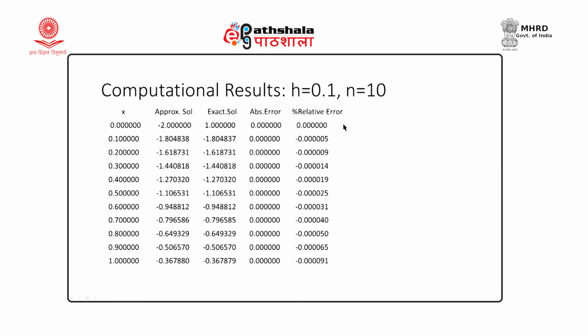If you further reduce h, say to 0.5, you are getting up to 6 decimal places almost the same answer.